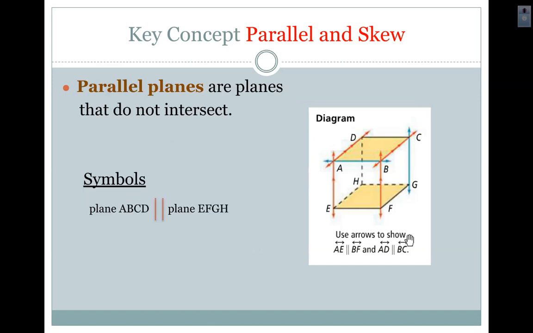And parallel planes. Parallel planes are planes that just don't intersect. Think of it like a box. The top of the box and the bottom of the box. Those are two planes that don't intersect. Front and the back of the box, the right and the left.